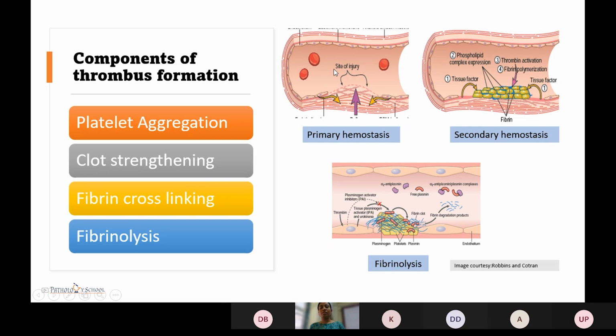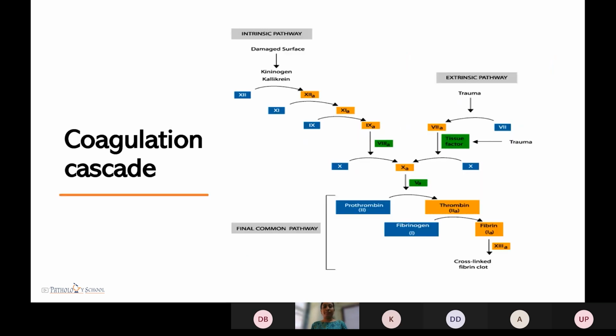In primary hemostasis, there is interaction between the platelets and the blood vessel walls to form the platelet plug at the site of injury. In secondary hemostasis, there is interaction between the coagulation factors to form a stable fibrin clot. And in fibrinolysis, there is dissolution of this fibrin clot to form fibrin degradation products with the help of plasmin. So the basic components of thrombus formation are platelet aggregation, clot strengthening, fibrin cross-linking, and fibrinolysis.